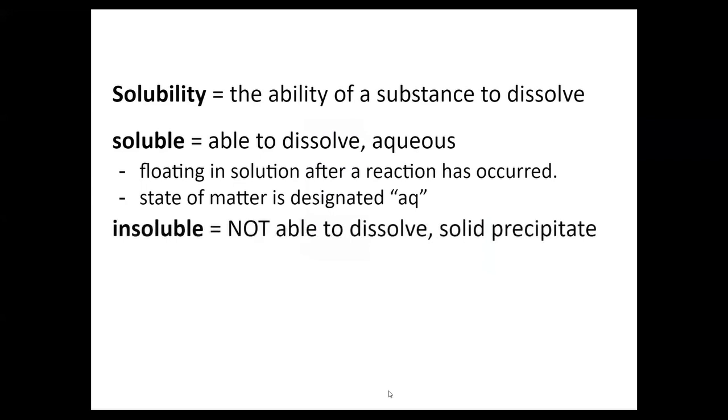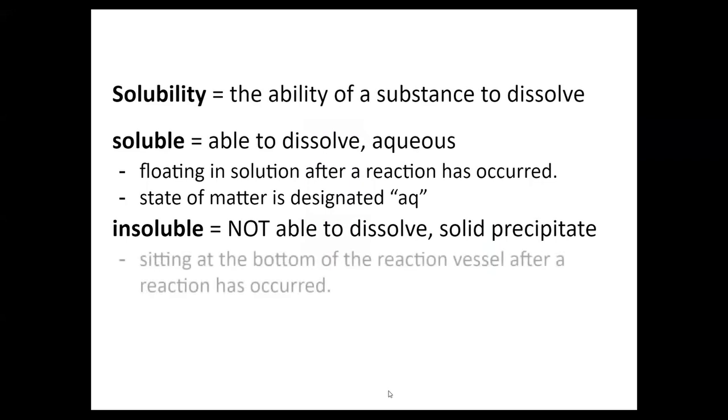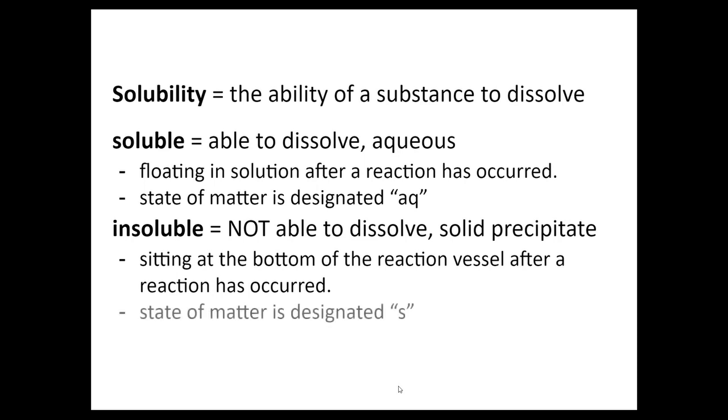Insoluble means not. So there's a prefix in, meaning the opposite, and is not able to dissolve. This is referring to the solid precipitate. This is the substance that would be sitting at the bottom of the reaction vessel, like barium chromate in our previous example, after the reaction has occurred. And if we're writing the equation out, we would put a little S in parentheses after the substance's formula, meaning it's a solid. It's not going to be floating around.